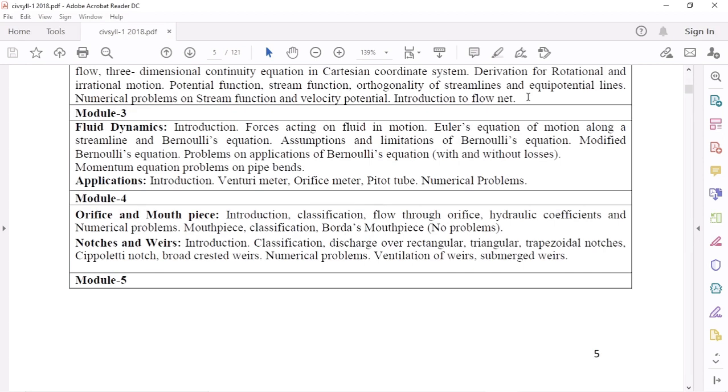And also we will learn about the instruments like venturi meter, orifice meter, pitot tube and some numerical problems on them. So module 3 is fluid in motion, that is fluid dynamics we will study. Next comes module 4.